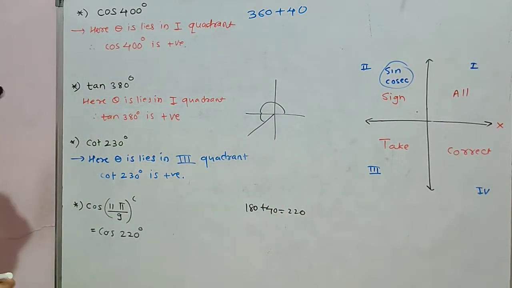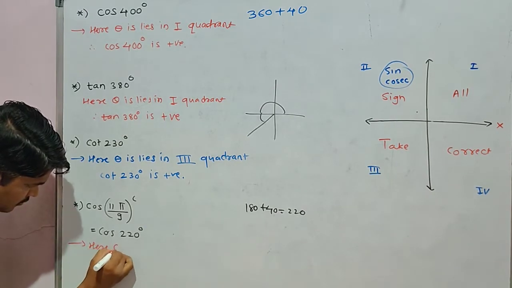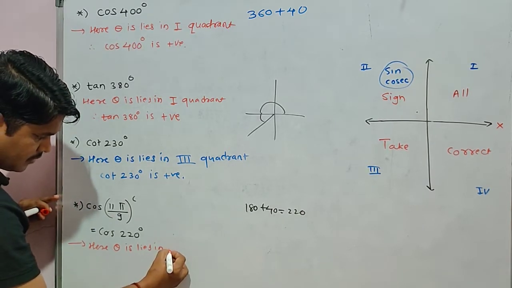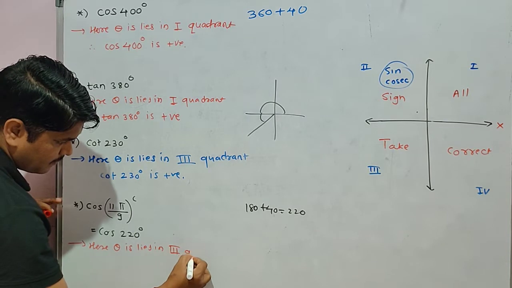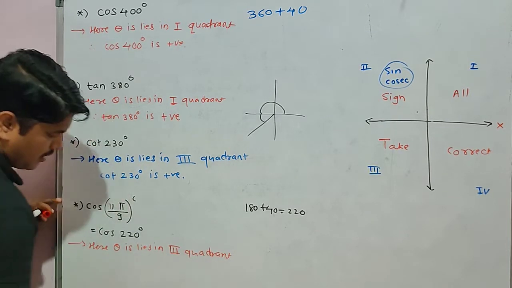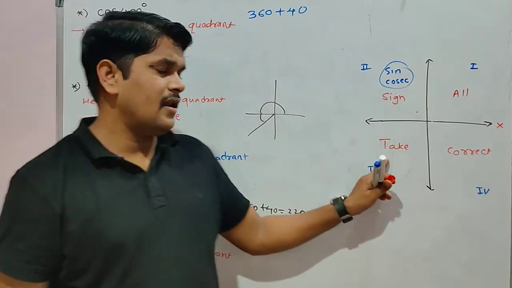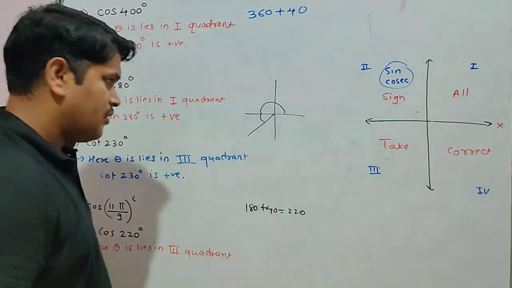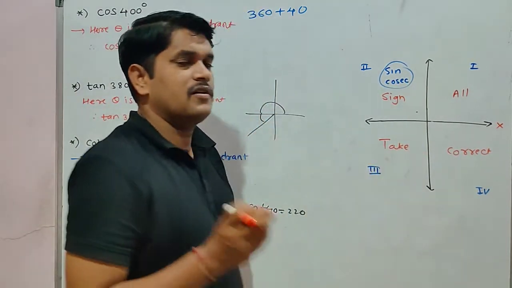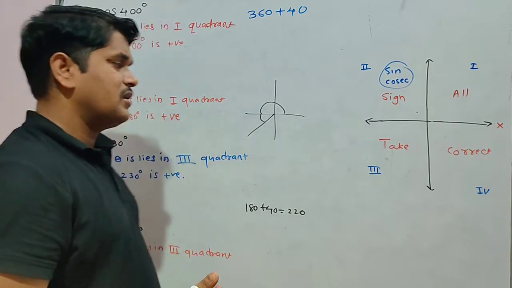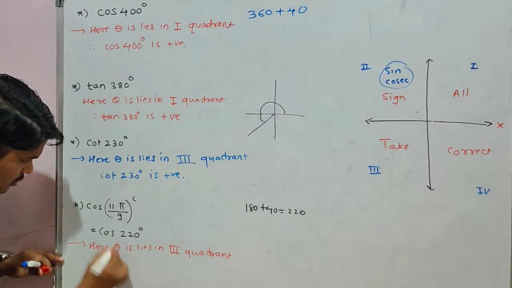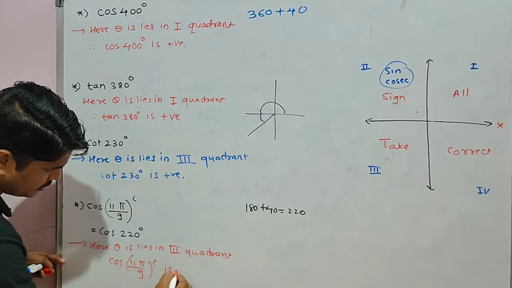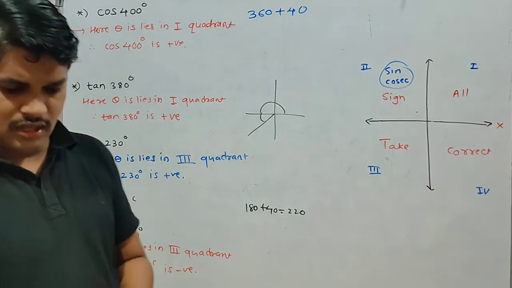Here theta lies in the third quadrant, and therefore in the third quadrant only tan and its reciprocal cot are positive and the remaining trigonometric functions are negative. लक्षात आलं? तर तिसऱ्या क्वाड्रंट मध्ये फक्त tan आणि cot पॉझिटिव्ह आणि रिमेनिंग निगेटिव्ह असणार आहे. So cos 11 pi upon 9 radian is negative. Understood? समजलं?